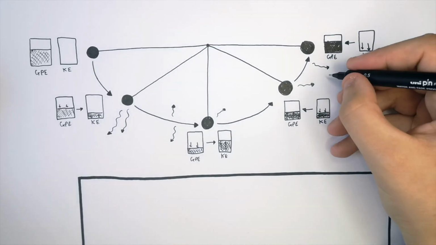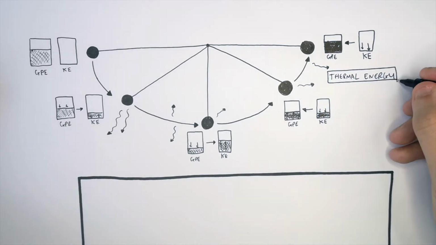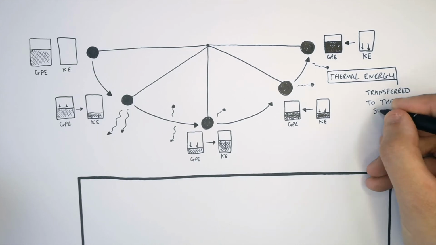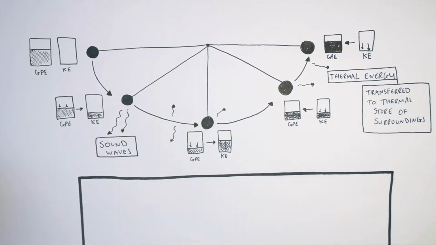So that will be transferred from the pendulum to the thermal energy store of the surroundings. And we call this wasted energy dissipated energy.